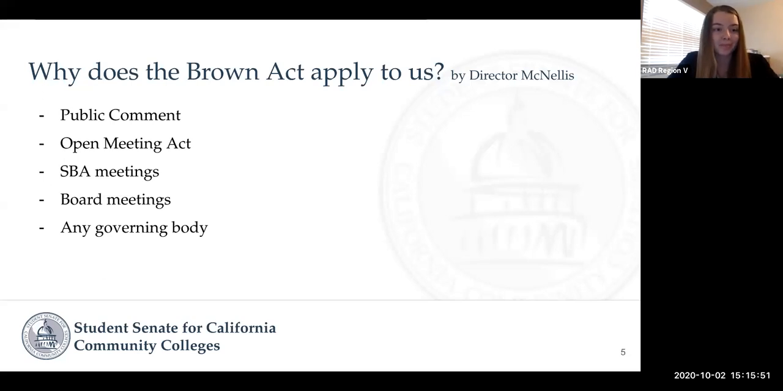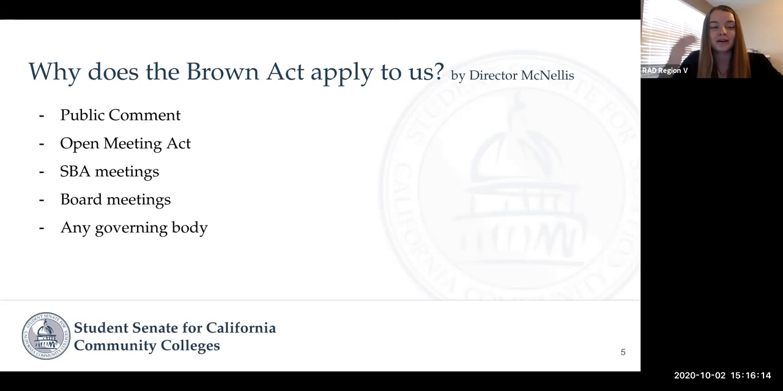Most people call it public comment. So remember, you are required to have it on your agenda at least once. And a few notes on this as well. You can limit the amount of time per speaker for public comment. You can limit the amount of time per topic. However, you cannot limit the amount of topics.